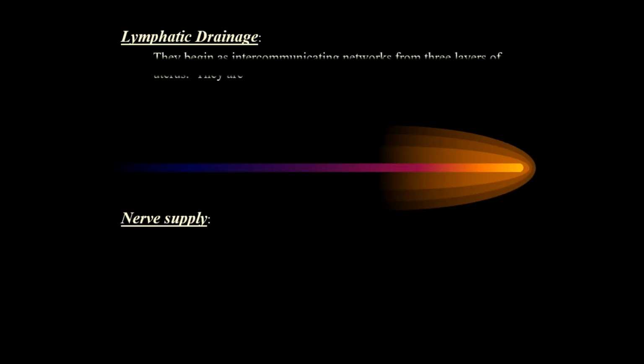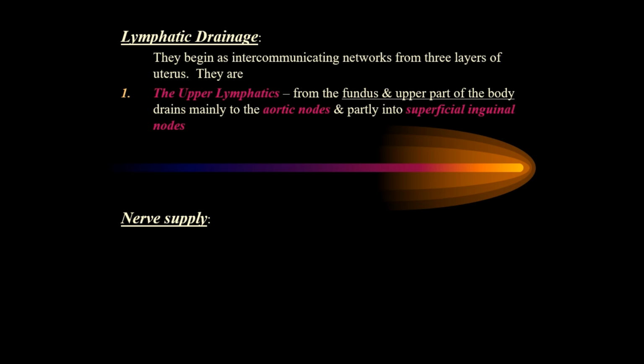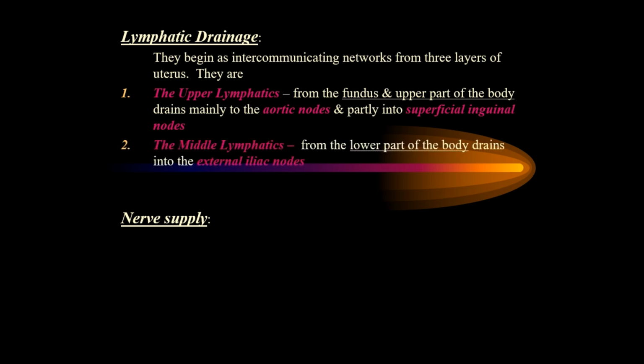Now coming to the lymphatic drainage. This again has a very typical nature. The lymphatics from the fundus and the upper part of the body of the uterus will form an upper lymphatic system, and they will drain directly into the aortic group of lymph nodes, as well as partly into the superficial inguinal group of lymph nodes. But the lower part of the body forms the middle lymphatics, and it will be draining into the external iliac group of lymph nodes.